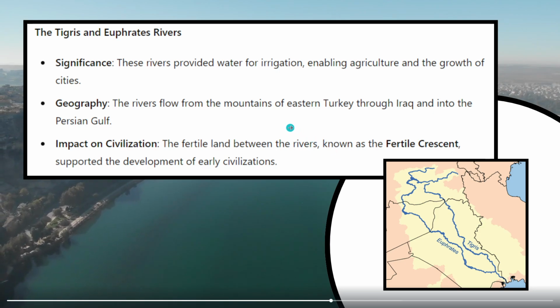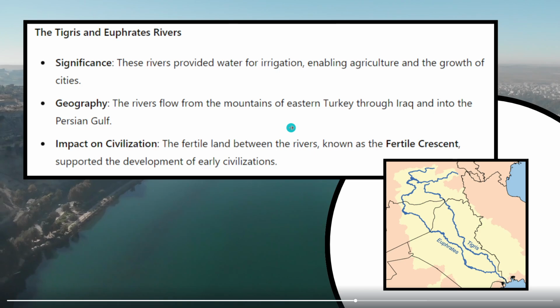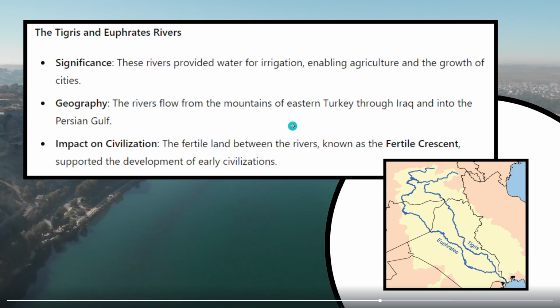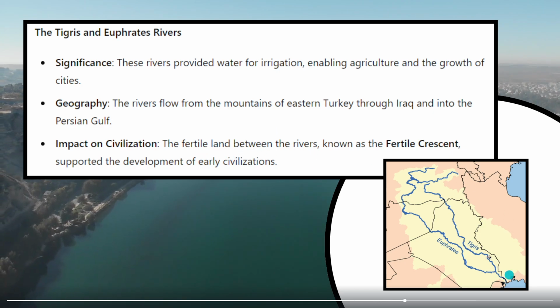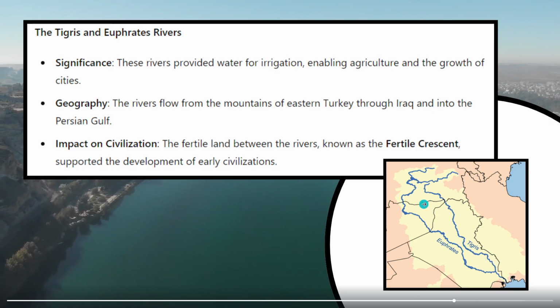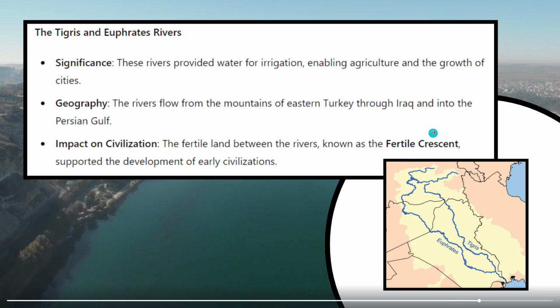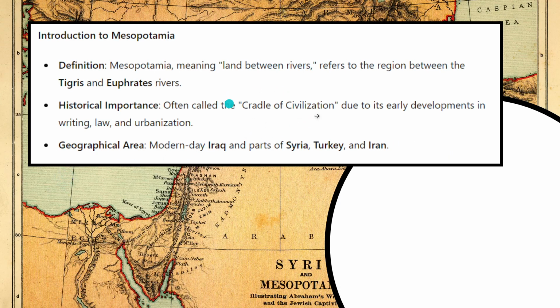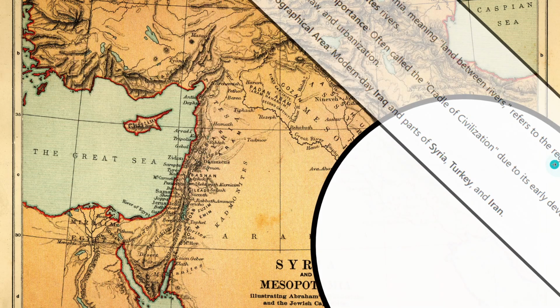The rivers flow from the mountains of eastern Turkey through Iraq and into the Persian Gulf, and they had the impact on civilization in that they created this fertile land between the rivers known as the Fertile Crescent, and it supported the development of civilizations there. Know the term Fertile Crescent. Know the terms cradle of civilization and land between the rivers, and that these happened because of the Tigris and Euphrates rivers.